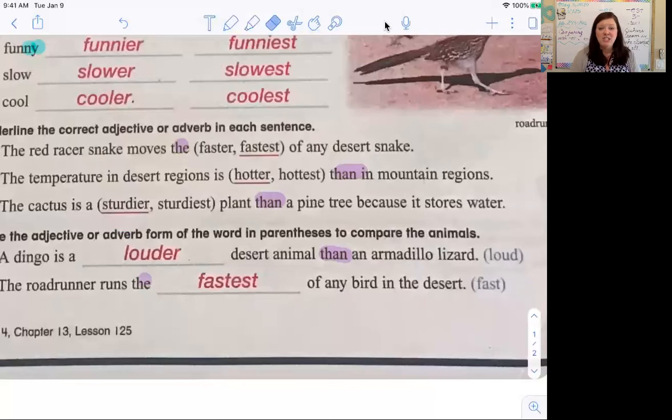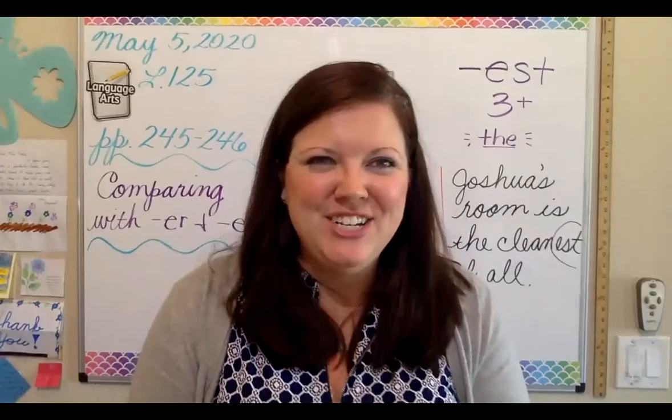There's no spelling changes that we need to make here. There's nothing that needs to be doubled because ST is not 1 consonant, it's 2. It doesn't end with the Y and it doesn't end with the E, so no spelling changes here. Just add that EST to the end.